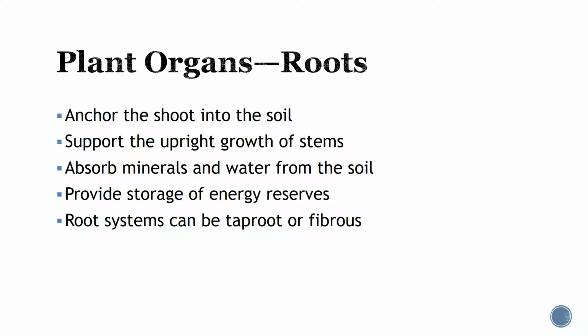So first thing we're going to look at is roots. The main thing that I want you to understand about the roots is how the anchor and the support of those roots are vital to the success of that plant. Those root systems, whether you're looking at a corn plant or a soybean plant, are extremely vital to the upright growth of those plants. They also are very important to absorb minerals and water from the soil that they are in. They also provide a lot of energy reserves, and those root systems can be a taproot or a fibrous root system. I'm going to show you some different plants with those and show you what those look like as well.